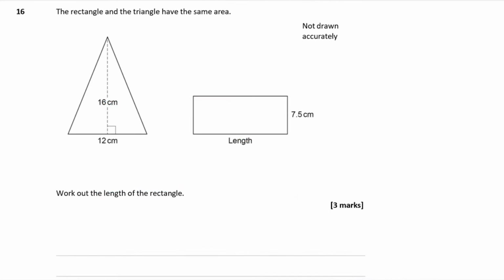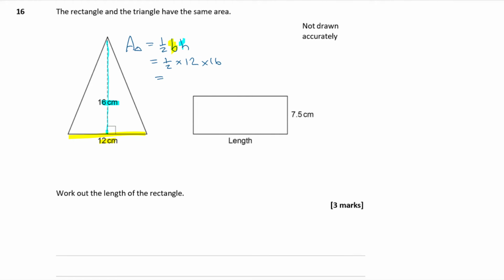Question 16. The rectangle and the triangle have the same area. Work out the length of the rectangle. Okay, so let's start with the triangle because that one is complete. We've got everything we need to work out the area of a triangle. Area of a triangle is just half base height, isn't it? Which is a half times the base of this. The base is this line here. It's 12. So that's half times 12. And the height of this one is this line coming down here, isn't it? It's 16. Okay, so it's going to be half times 12 times 16.